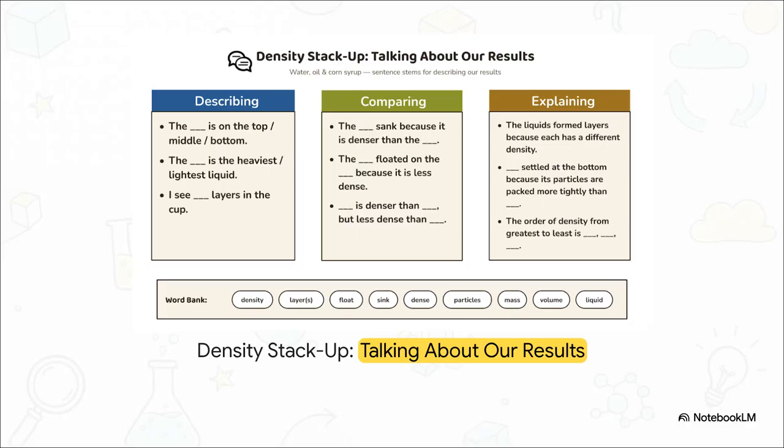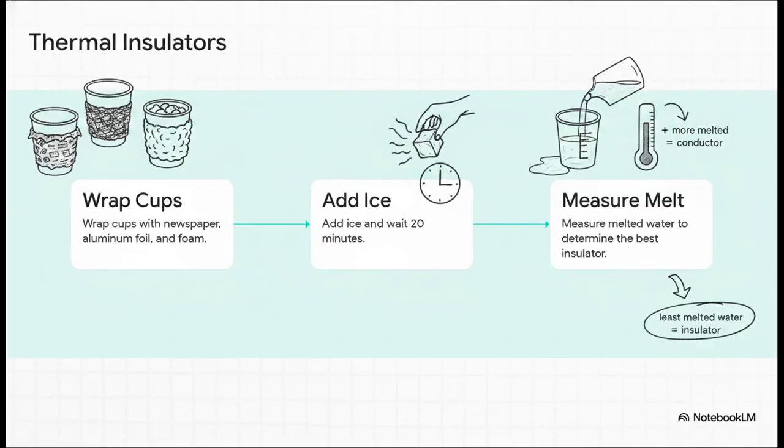Now, what's really amazing about this setup is how well it supports a diverse classroom. If you have emergent bilingual students, or honestly anyone who just needs a bit of language support, you have these excellent modifications built right in. Notice the categorized sentence stems provided, giving them frames like "the blank sank because it is denser than," or simply "I see 3 layers in the cup," provides the exact language framework they need to actively and confidently participate in your scientific discussions.